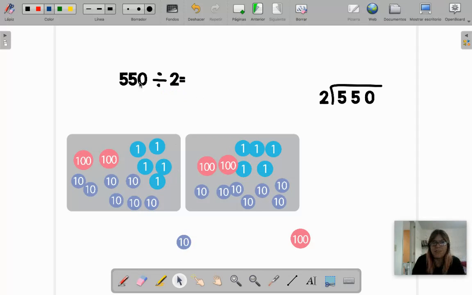So 550 divided by 2, how many did we put in each group? Let's count. 1, 2, 200. 1, 2, 3, 4, 5, 6, 7, 275. Let's write it. 275.